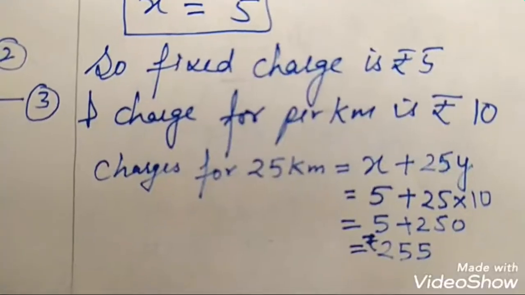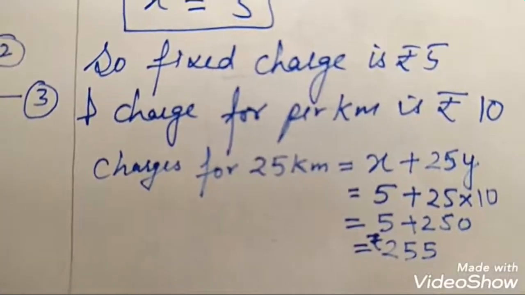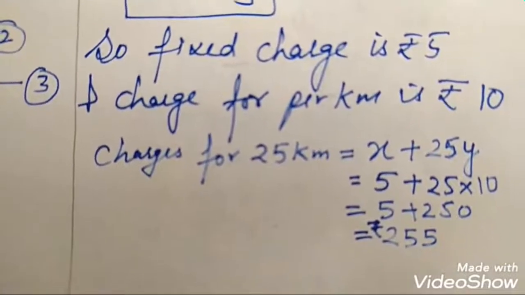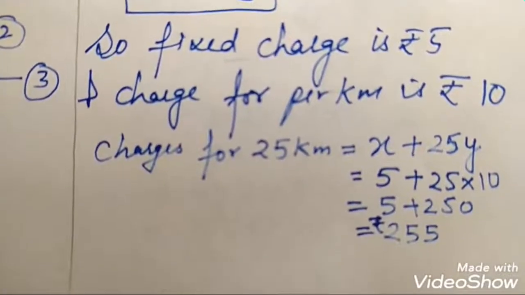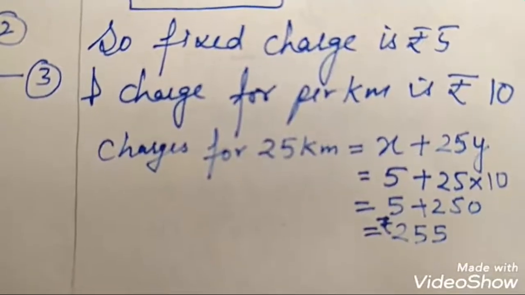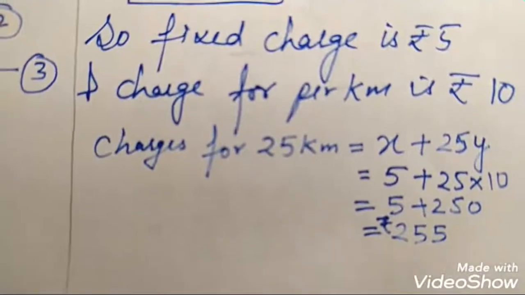Now the charge for 25 kilometers will be x plus 25y, which is equal to 5 plus 25 into 10, because y is 10. So it becomes 5 plus 250, that is rupees 255.